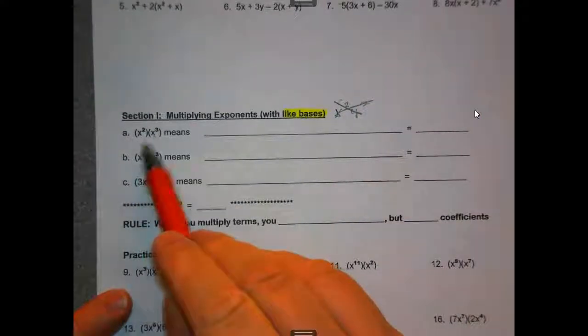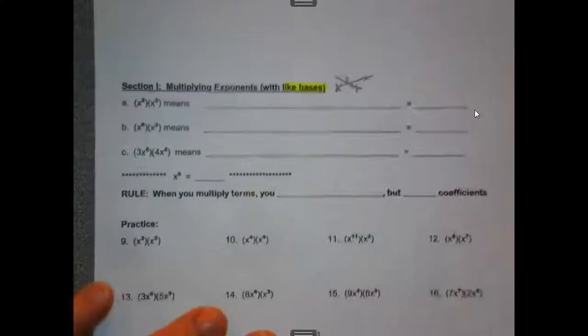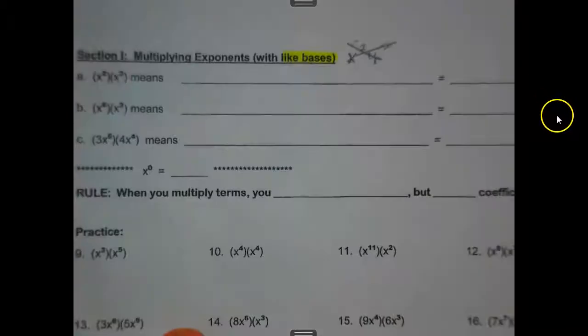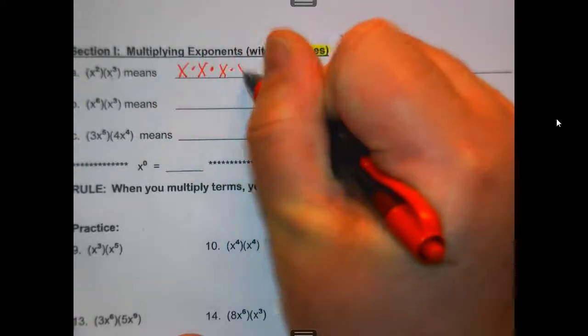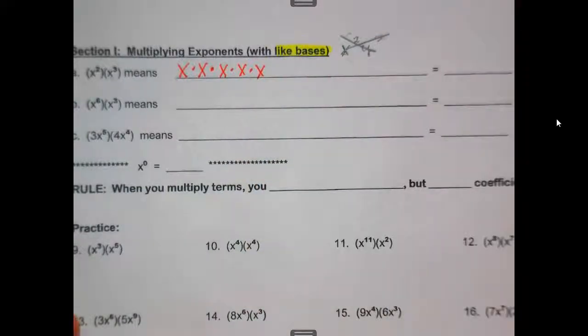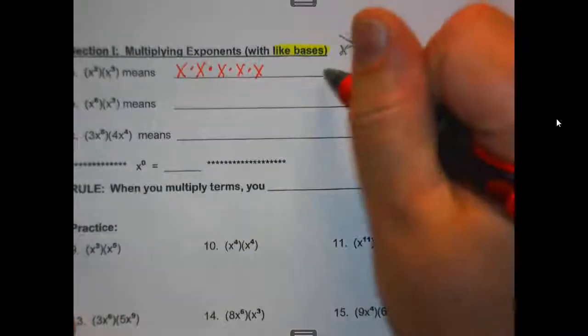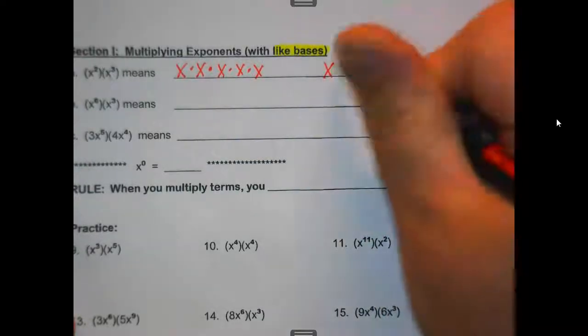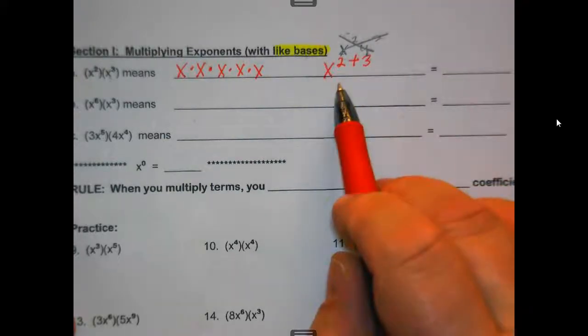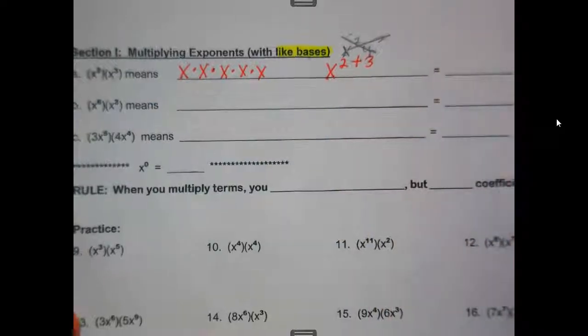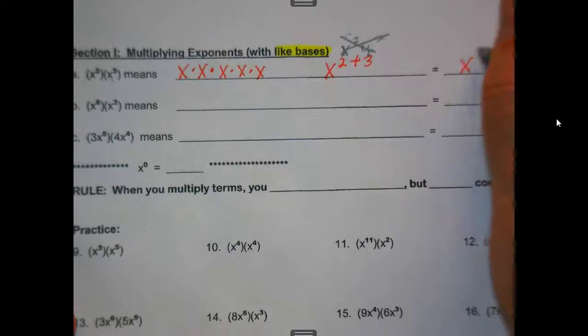Okay. X squared times x cubed means, if we were to do this step by step, that I have 2 x's being multiplied together times 3 x's. But we normally don't do this step, okay? We normally just take x to the second power, x squared, plus, the rule says I add the exponents, 3. This is what we normally do in our heads. So x squared times x cubed means I have x to the 5th.